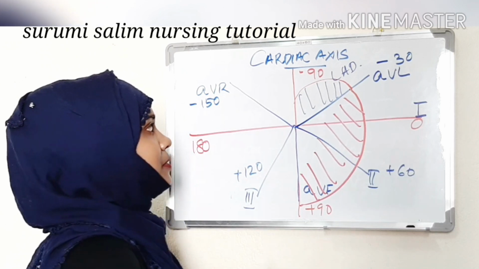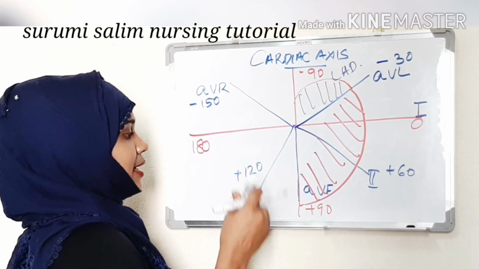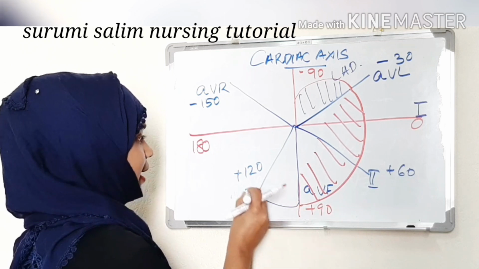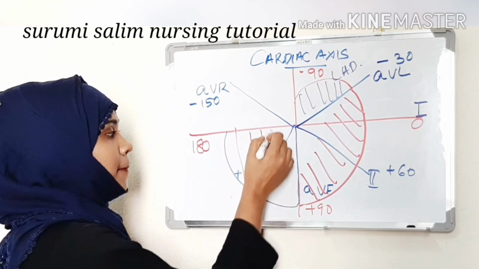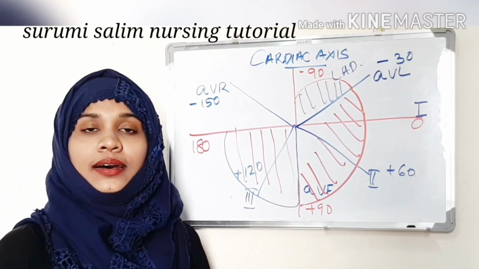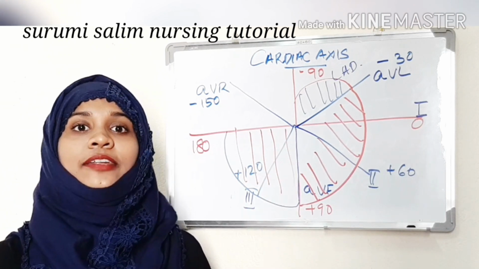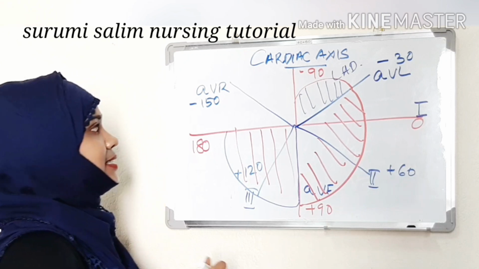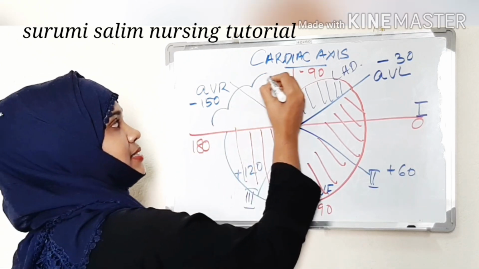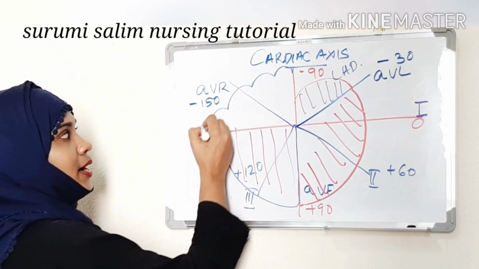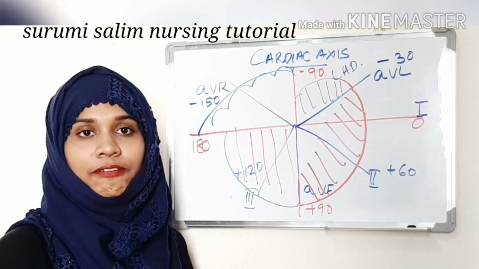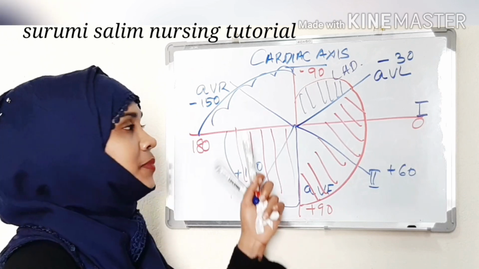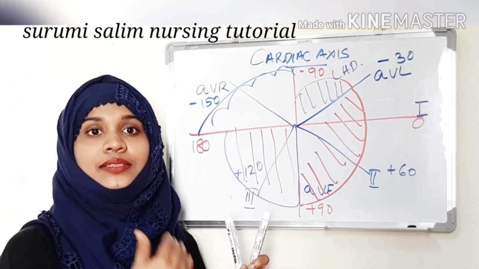Okay. Next we will see the right axis deviation. The right axis deviation starts from 90 to 180. Okay. And this is seen in persons with right ventricular hypertrophy, right bundle branch block. Next is extreme axis deviation. So that covers from 180 to -90. And this is a very rare form of axis deviation. It is called extreme axis deviation.